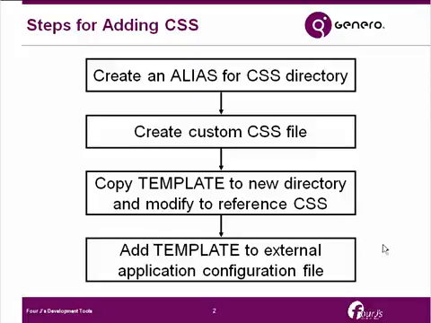Once you have the modified copy ready for use, you edit the external application configuration file so that it points to your modified template. Elements that are explicitly stated in the external application configuration file override those elements inherited from the parent application. Now let's look at these steps in action.